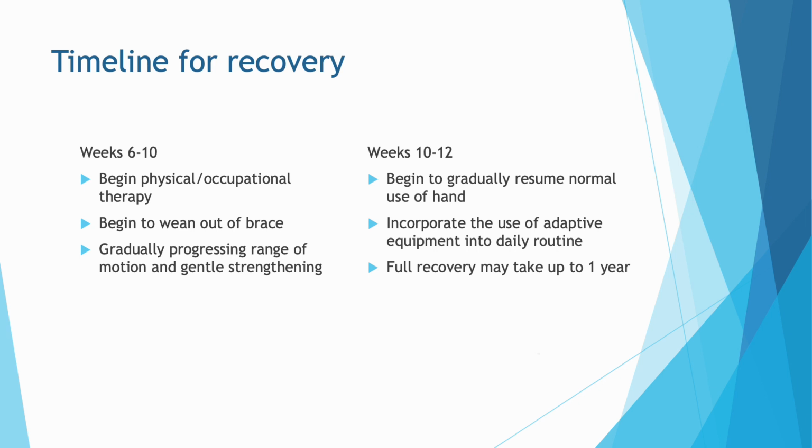You will typically begin physical or occupational therapy around week 6. At this time, you will begin to wean out of your removable splint and start to focus on gradually increasing your range of motion and strength. Within weeks 10 through 12, you will begin to gradually resume using your hand for your normal daily activities. It is very important to remember that this procedure tends to have a slow recovery process. While some patients report a full recovery 3 months after their surgery, others may not experience a full recovery until 1 year after.